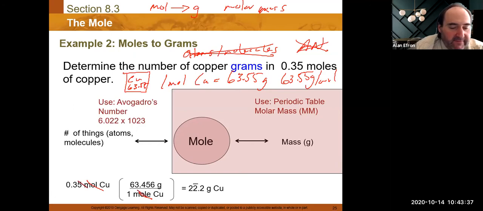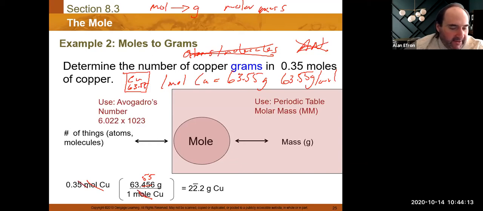0.35 times 63.55, and we will end up with something like 22.2 grams. I'm not sure where they get that number from on the slide, but it should be 63.55 unless they changed the mass a bit over the years. So let's see, 0.35 times 63.55. We still get that number, 22.2. That's good.